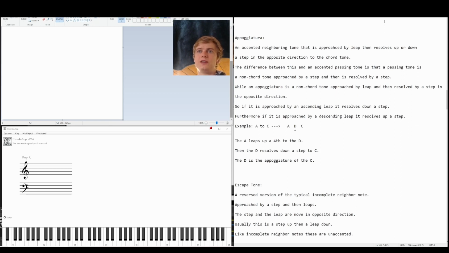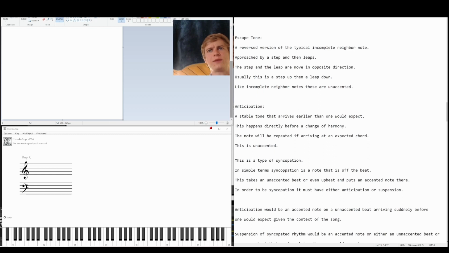So for example, A to C, you'd have A, D, C. So we have A, C. So what would happen is you'd hear the D playing quickly before the C on the beat. So the A leaps up a fourth to D, then the D resolves down a step to C. The D is the appoggiatura of the C.